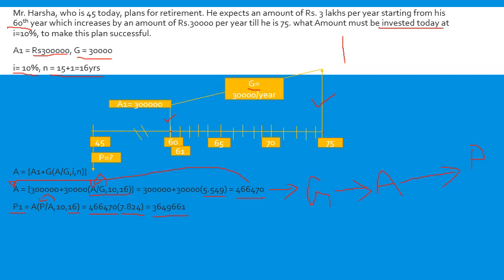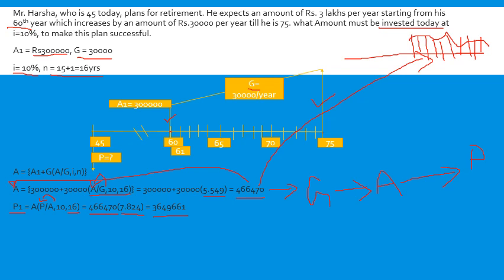Now how does the cash flow diagram appear? The cash flow diagram appears something like this. See, a horizontal line, and I have got the value as 466,470. So starting from the 60th year, there are 16 flows like this, each value up to the 75th year. Each value is 466,470.